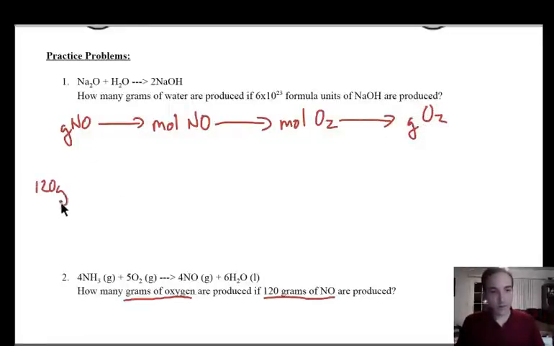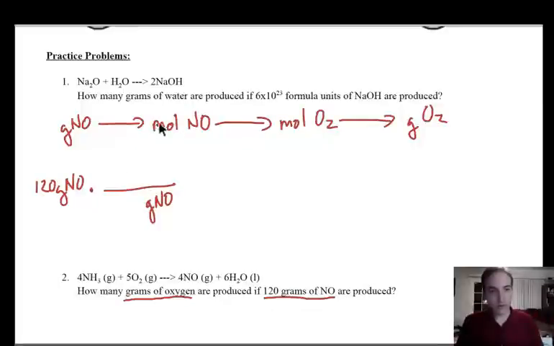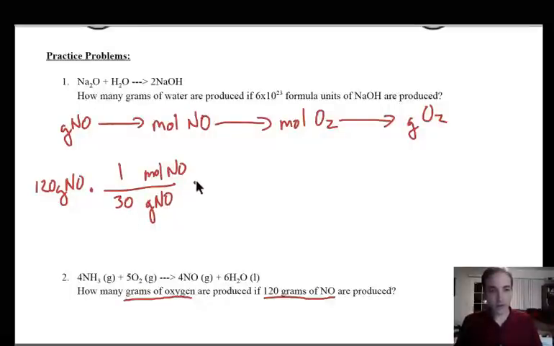So my given value is 120 grams of NO, dot line. Now we want to get rid of grams of NO, so I'm going to set that up here so it cancels out. And the only thing in fact that we can go from grams to is moles of NO. Based on the periodic table, we know that the mass of any element on the periodic table is equal to 1 mole. And if we look at the periodic table, the mass of nitrogen is 14, the mass of oxygen is 16, so that gives us a total mass of 30 for 1 molecule of NO.